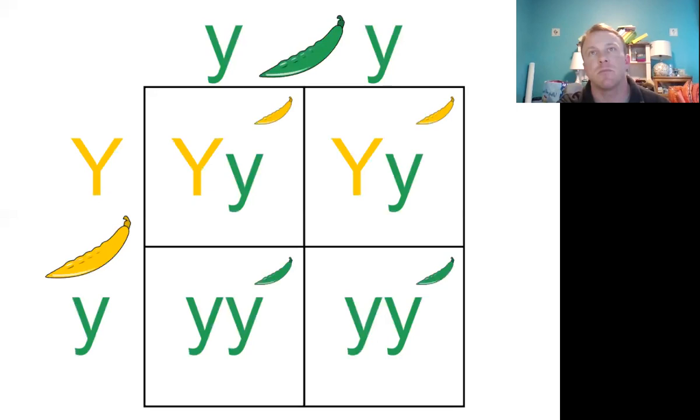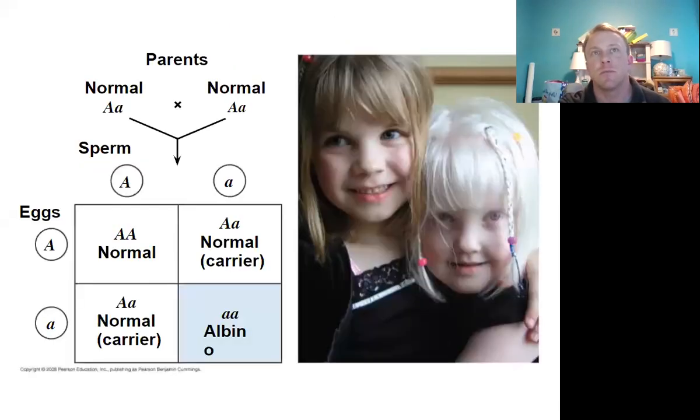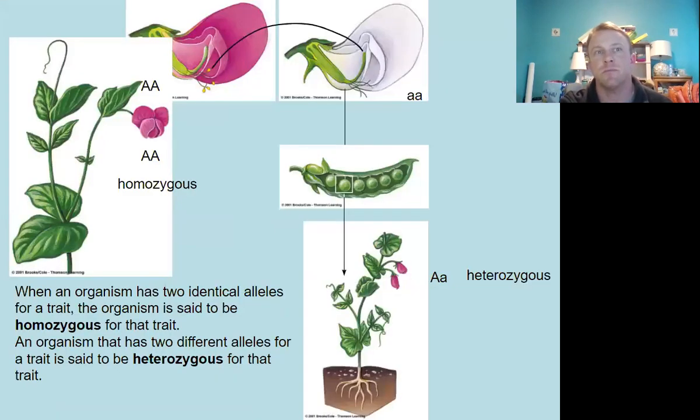It's that important. This picture. Another version. Okay, you need to write both of these down. When an organism has two identical alleles of the trait, the organism is said to be homozygous for that trait. So double dominant or double recessive. An organism that has two different alleles for the trait is said to be heterozygous. Okay, so a hybrid. Write those down. Pause the video until you're done.